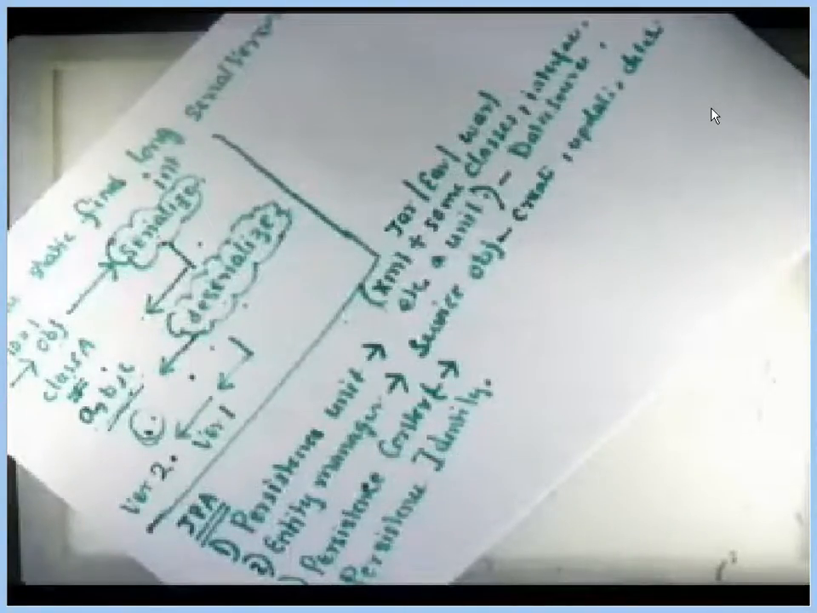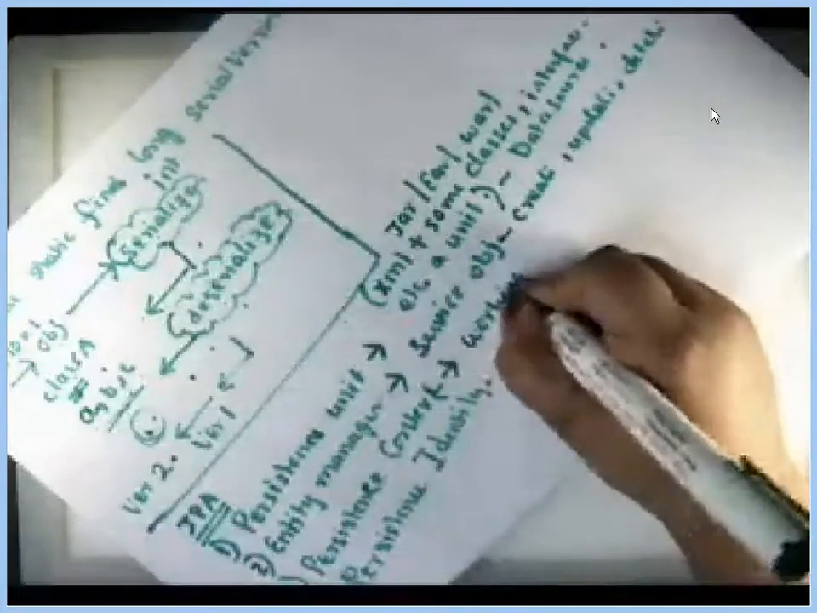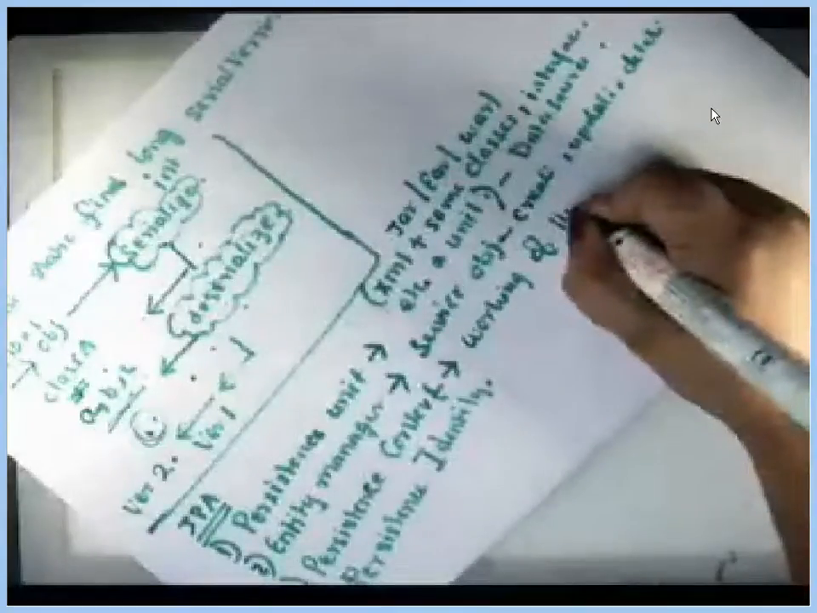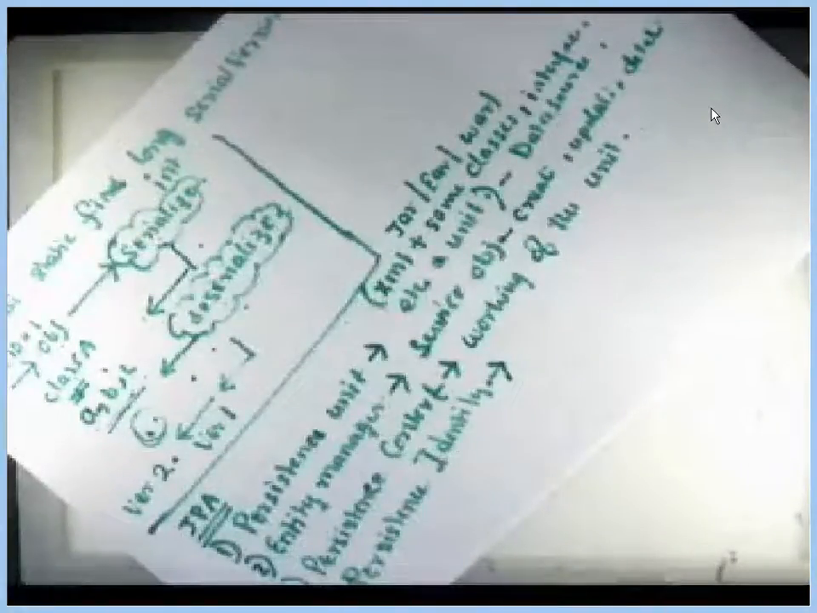This persistence context should get hold of the service object and implement all the possible things. So the persistence context is the working form of the unit during the runtime. And remember, the exceptions that we may get while doing such transactions are all runtime exceptions. And persistence identity is the unique identity given to every entity instance.